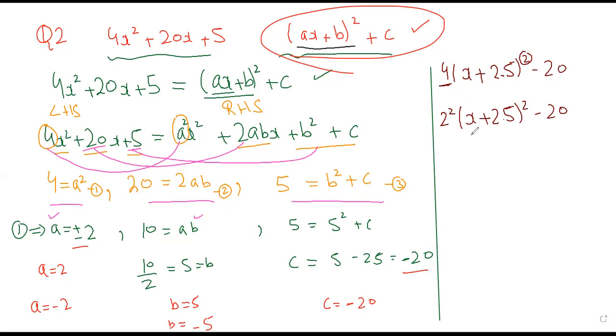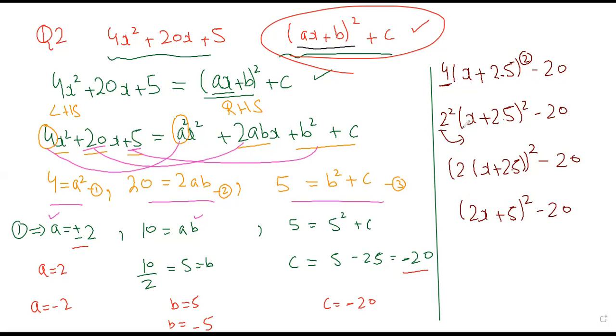And in maths, we have a rule. If we have two numbers and they have the same power, I can write it as 1 power. So I will take this 2 inside and it would become 2 into x plus 2.5. And the exponent would be 2 minus 20. And now I can write it as 2x plus 5 squared minus 20, right? So now we're getting the same thing.